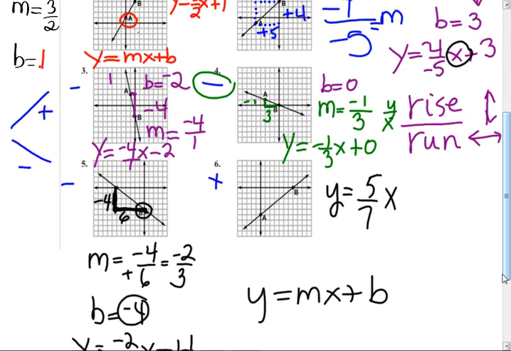Is it 5/7? Lalo, is it 5/7? Cole, do you agree? Is it 5/7? I don't know. 1, 2, 3, 4, 5, 6, 7. That looks like 7 to me. 1, 2, 3, 4, 5. That's 5. It's 5/7. He did it right.